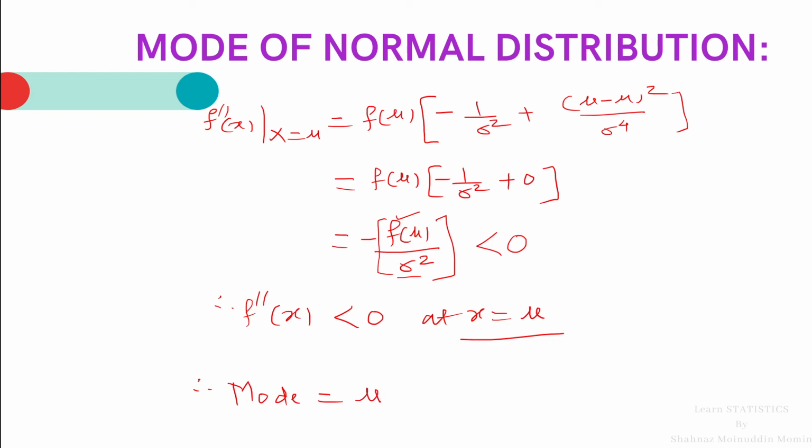In this way, in this lecture we learn what is mode and how we calculate the value of mode for the normal distribution with parameters mu and sigma square.